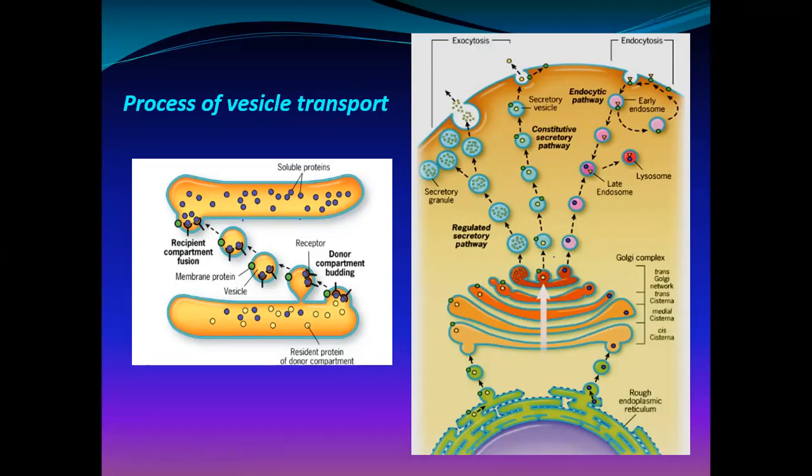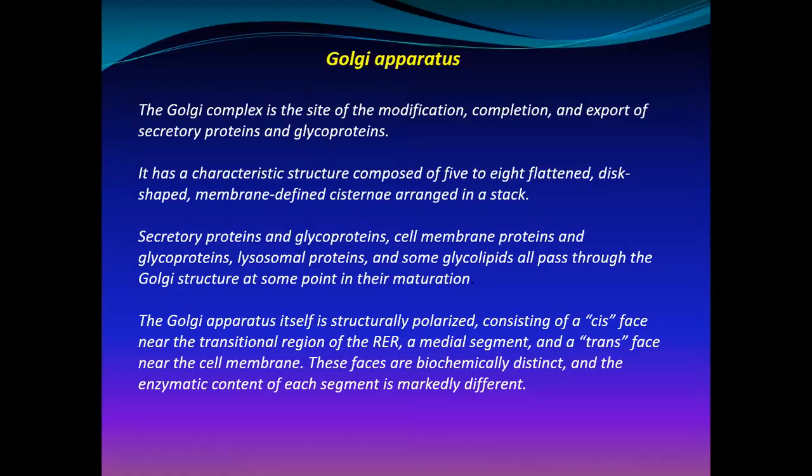the vesicle transport between compartments, right? RER to Golgi apparatus and Golgi apparatus to RER, or else what happened? Protein can be coming from, so the particles can come from outside also, right? Okay, the process of vesicle transport. Anyway, now we are going to talk about the Golgi apparatus.